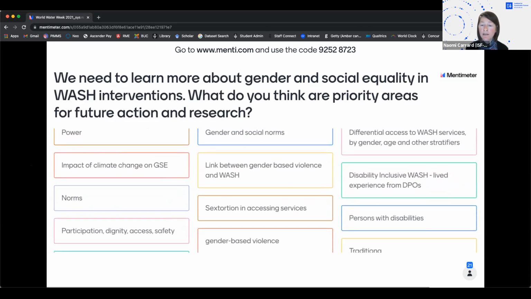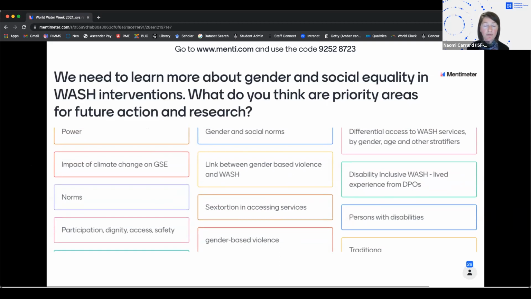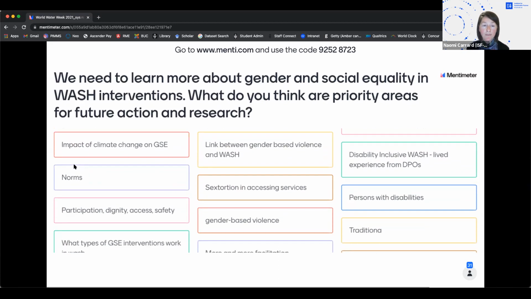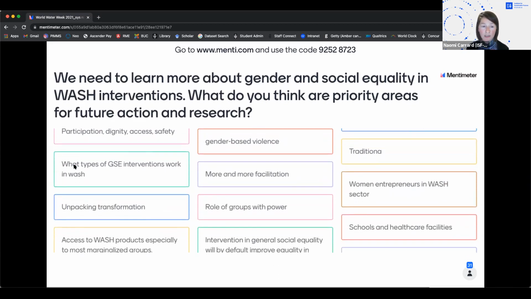Okay, climate change is coming up here as it did on the previous slide, and that's really great to see and really important. And I've seen a few sessions coming up this week at Stockholm World Water Week focused on climate change, and it'll be really interesting to see how gender and social equality outcomes are brought through in those discussions. Yep, disability inclusion, gender-based violence, participation. Yep, these are a great set of research priorities.